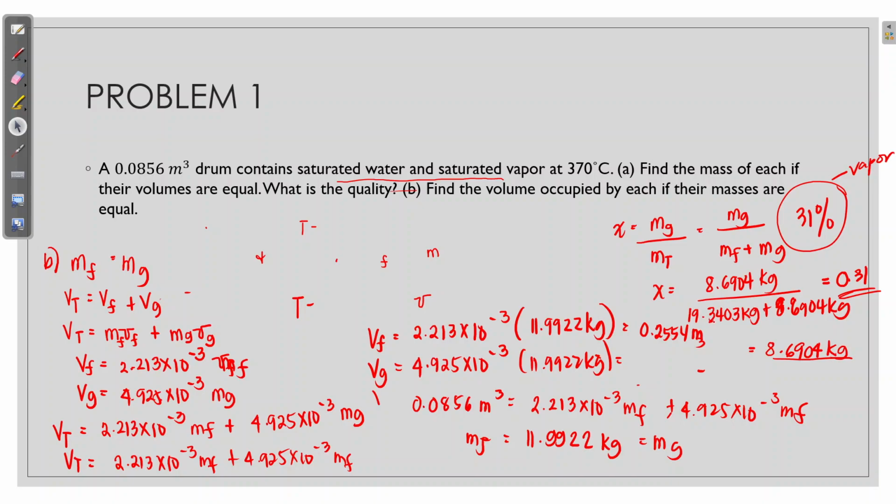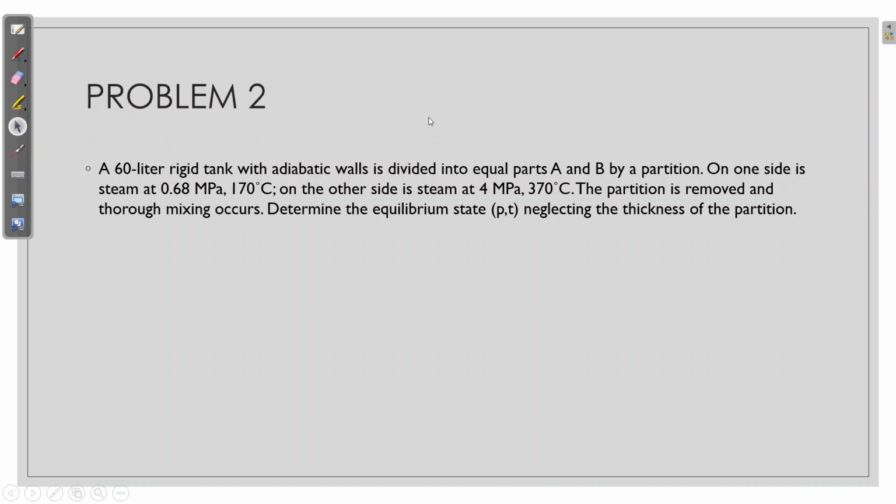So, kapag kinompute natin yan, ang VF natin would be equivalent to 0.2554 meter cube at ang VG natin ay equivalent sa 0.05906 meter cube. Okay, so this is our final answer for letter B. Okay, so let's proceed to the next problem.